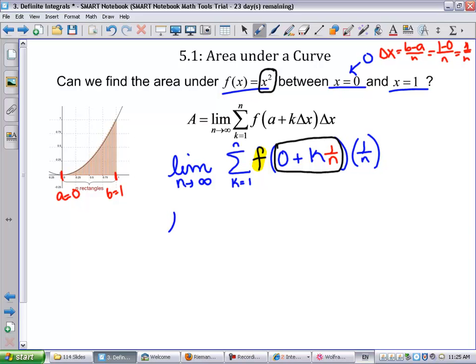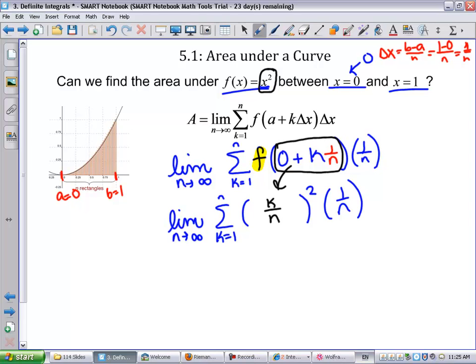So it's going to look like limit as n goes to infinity of the sum, k goes from 1 to n, of the quantity, something squared, times 1 over n. So instead of an x, I just put these open parentheses, and in those parentheses I put my x bar value, which is, in this case, k over n.